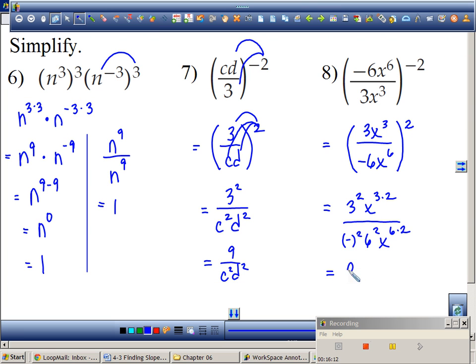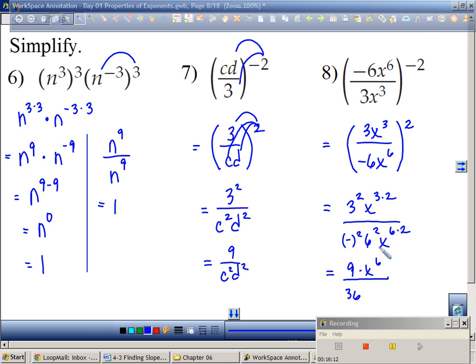which equals 9 times x to the 6th, negative times negative is a positive. 6 times 6 is 36. x to the 12th.